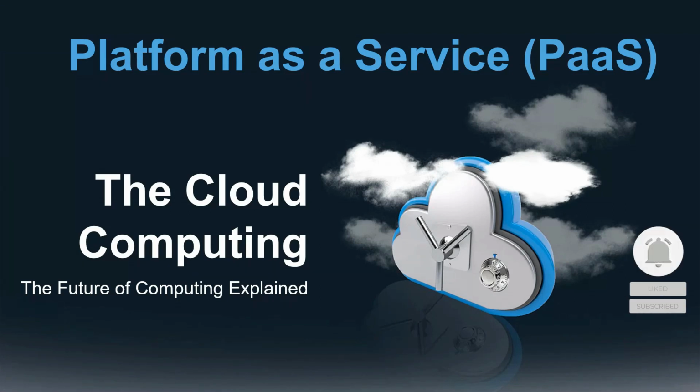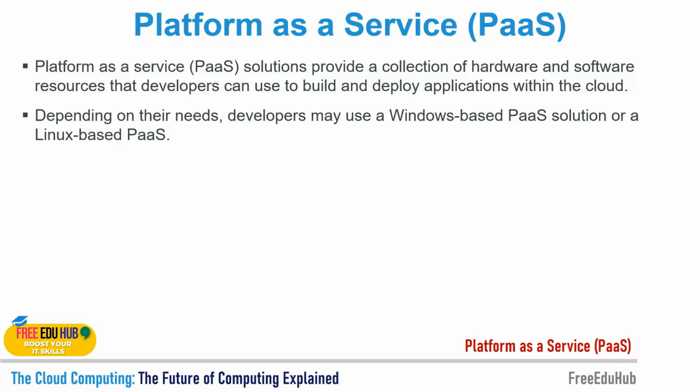The topic we are going to cover today is platform as a service, and we are understanding the basic concepts of cloud computing. So when we talk about platform as a service, we can see that a platform as a service solution provides a collection of hardware and software resources that developers can use to build and deploy their applications in the cloud. Further, depending on their needs, developers may use a Windows-based platform or a Linux-based platform in order to deploy their applications.